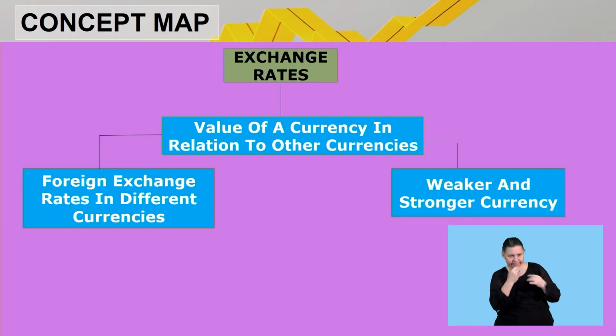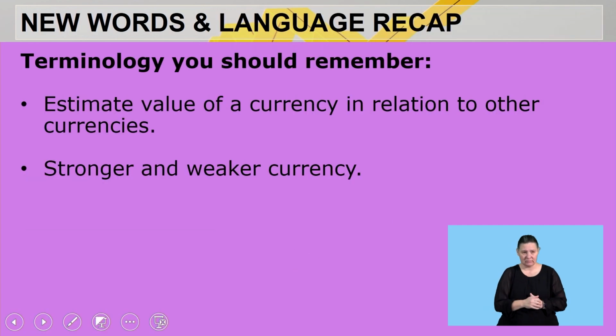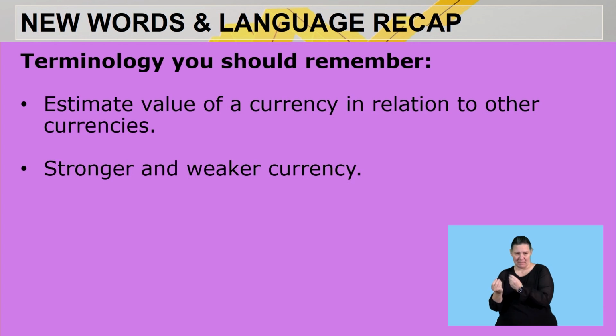Now, these are the concepts that we have already been through, whereby we have looked at the value of a currency in relation to other currencies, foreign exchange rates in different currencies, and recognizing a weaker and a stronger currency. Now, the terminology that you should be remembering is to estimate the value of a currency in relation to the other currencies, and stronger and weaker currencies. You should be able to differentiate between those two.